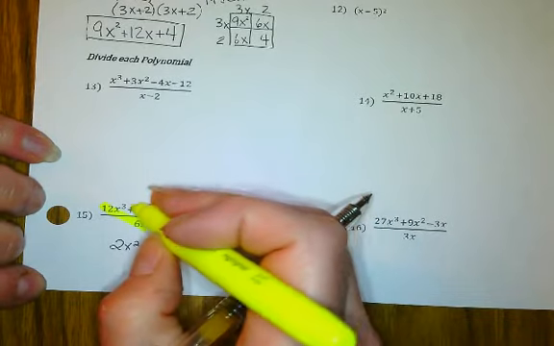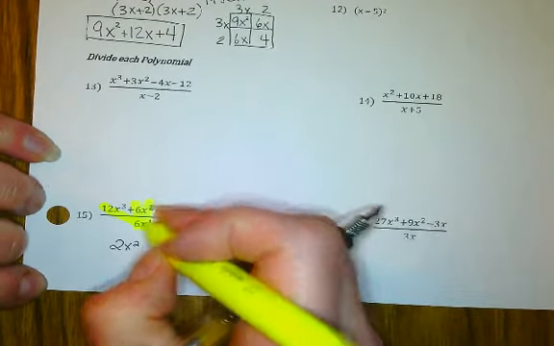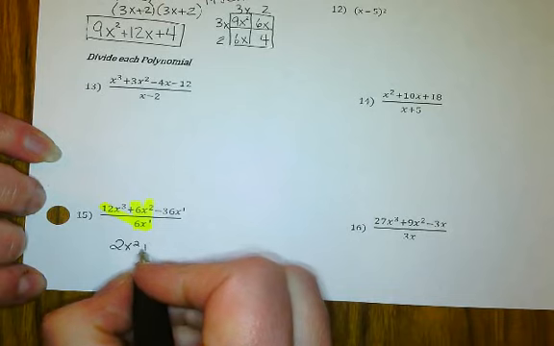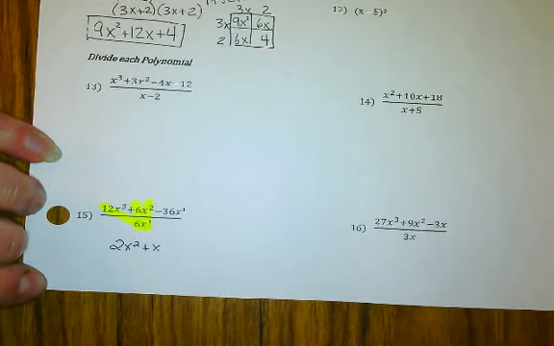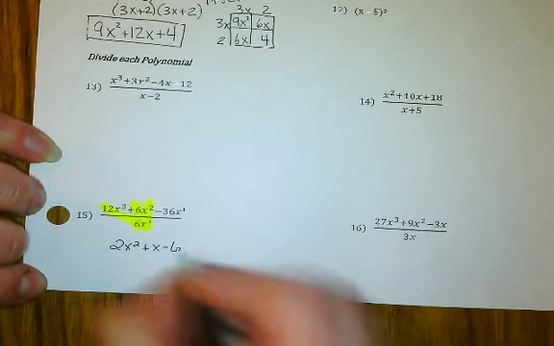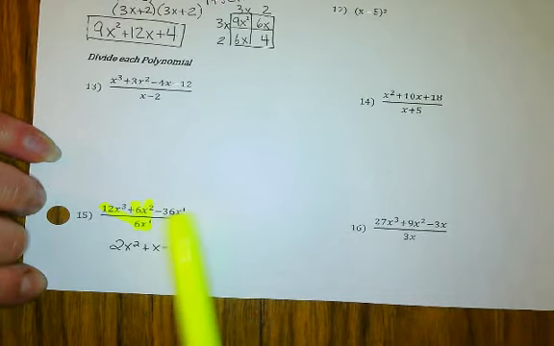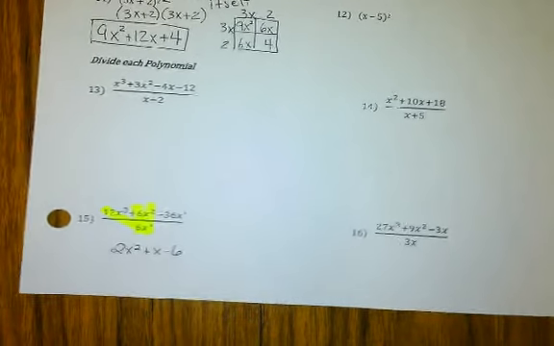And then on the next one, I would divide 6x squared by 6. That would just give me an x. And then on the next one, I would get negative 6, because if I subtract the exponents, the x would go away.